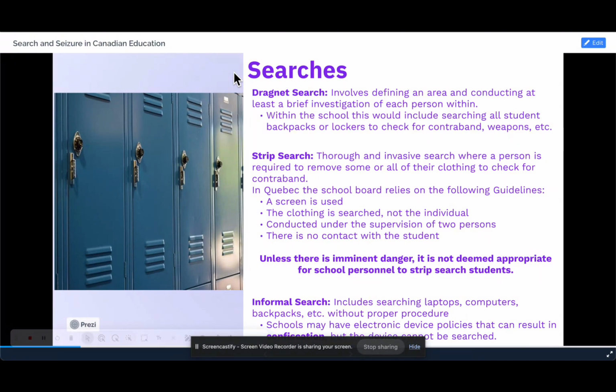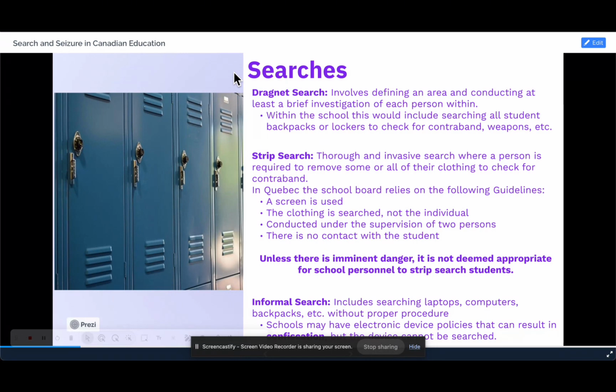A strip search is a thorough and invasive search where a person is required to remove some or all of their clothing to search for hidden contraband. This is a very intrusive type of search in which psychological harm can be done to the person being searched. In Quebec, the school board relies on the following guidelines for conducting a strip search. A screen is to be used, clothing is searched, not the individual. The search is conducted under the supervision of two persons, preferably with a staff member of the same sex as the student, and no contact is made with the student whatsoever. Unless there is imminent danger, it is not deemed appropriate for school personnel to strip search young offenders.